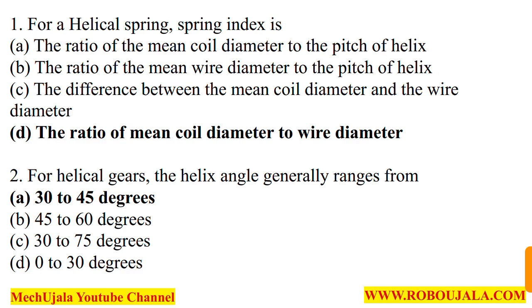Now in question number 2 they are asking for helical gears, the helix angle generally ranges from. So in helical gears, the helix angle, the angle between the tooth and the shaft, is between 30 to 45 degrees. So remember this, option number A is the correct option for this question.